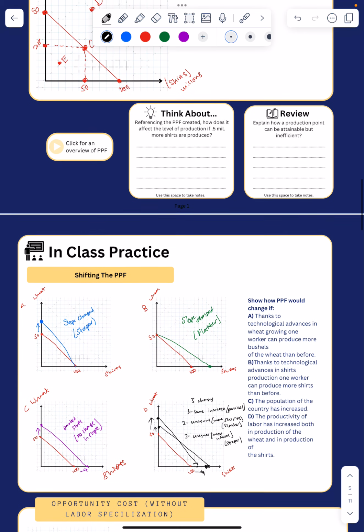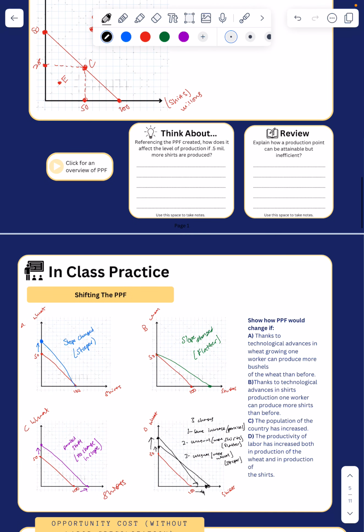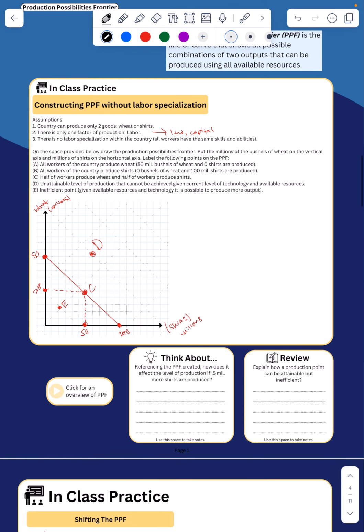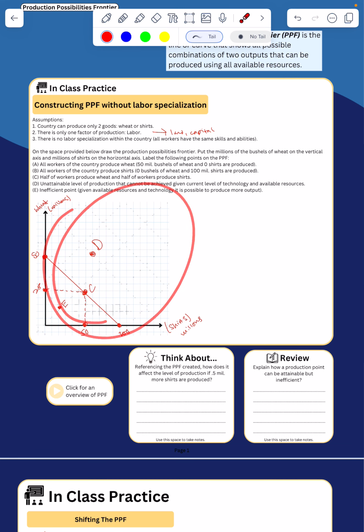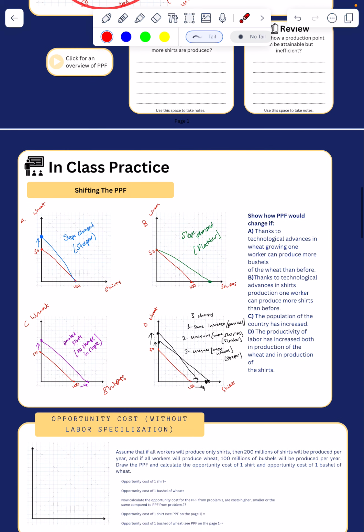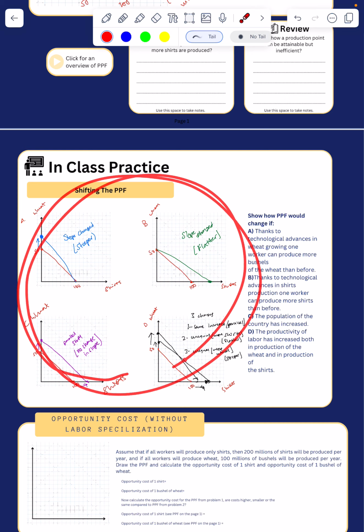So that is basically how the production possibilities frontier works in a base year standpoint, up here. And then in a multi-scenario on how it shifts.